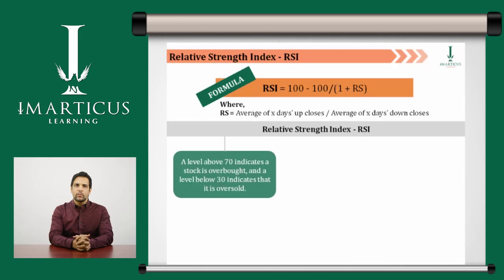The most important thing to understand about RSI is a level above 70 indicates a stock that is overbought, while a level below 30 indicates that it is oversold. This can range from 0 to 100.